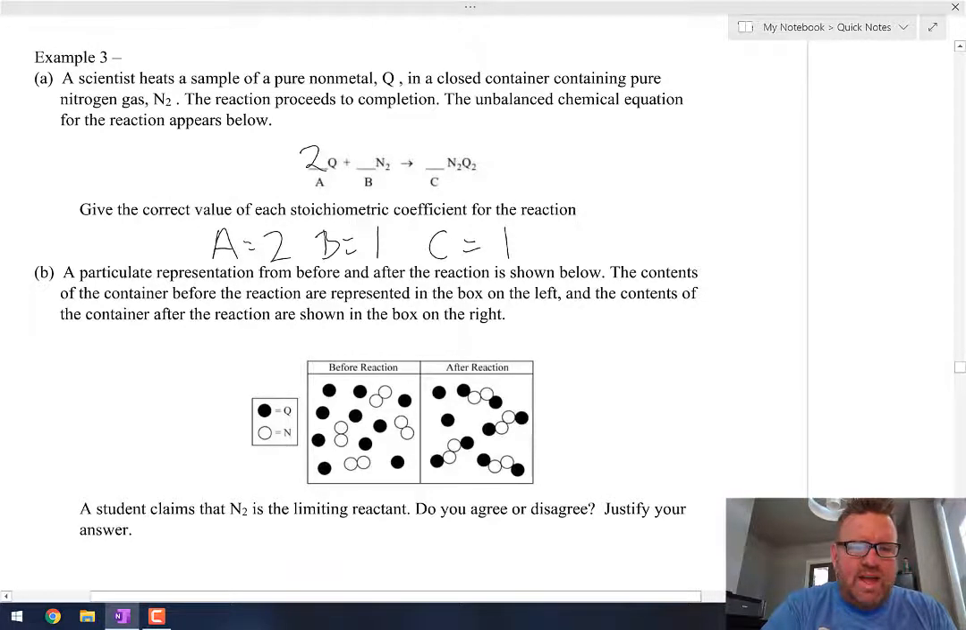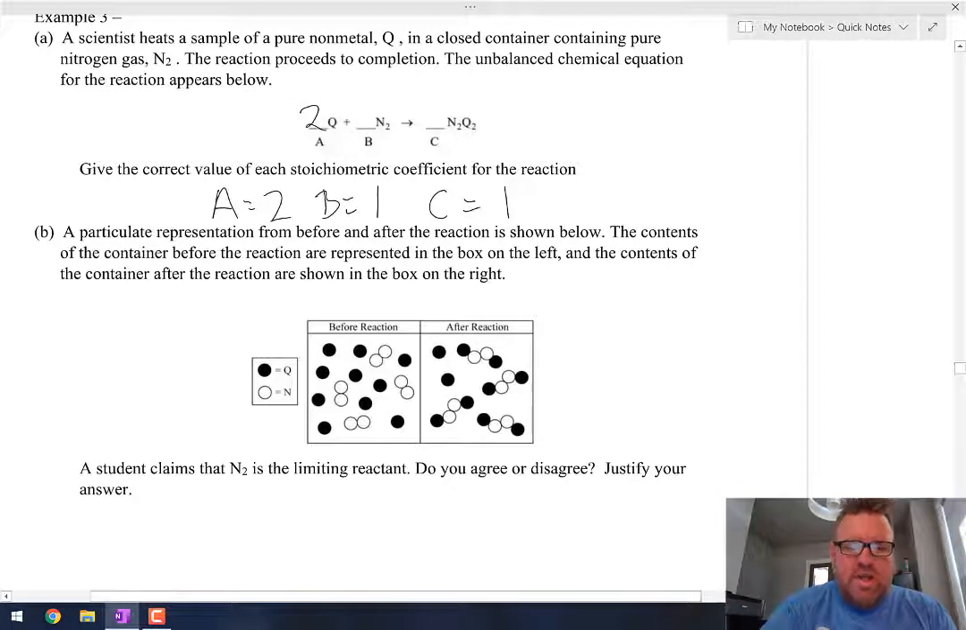And then part B is a different type of limiting reactant problem, because now they're going to show us the actual particles themselves. It says a particulate representation from before and after the reaction is shown below. The contents of the container before the reaction are represented in the box on the left, and the contents after the reaction are shown on the right. A student claims that nitrogen is the limiting reactant. Do you agree or disagree?